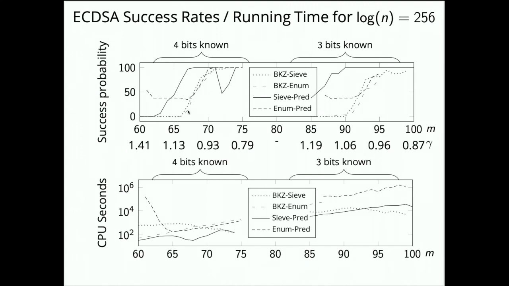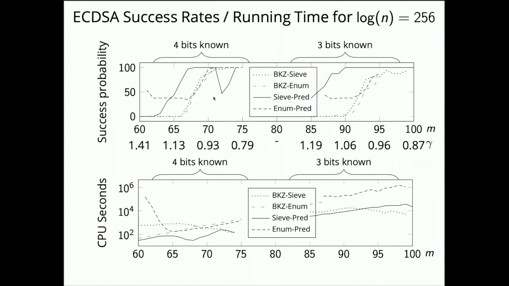And we see that the success probability essentially goes from 0 to 1 right about where this ratio, between the length of the Gaussian heuristic and the length of the target vector, crosses over 1. And then when we add the predicate, we can push the success probability much higher for many fewer samples. That's the contribution that we have: instead of needing 70 samples, we can do this with fewer than 70 samples for this particular case.